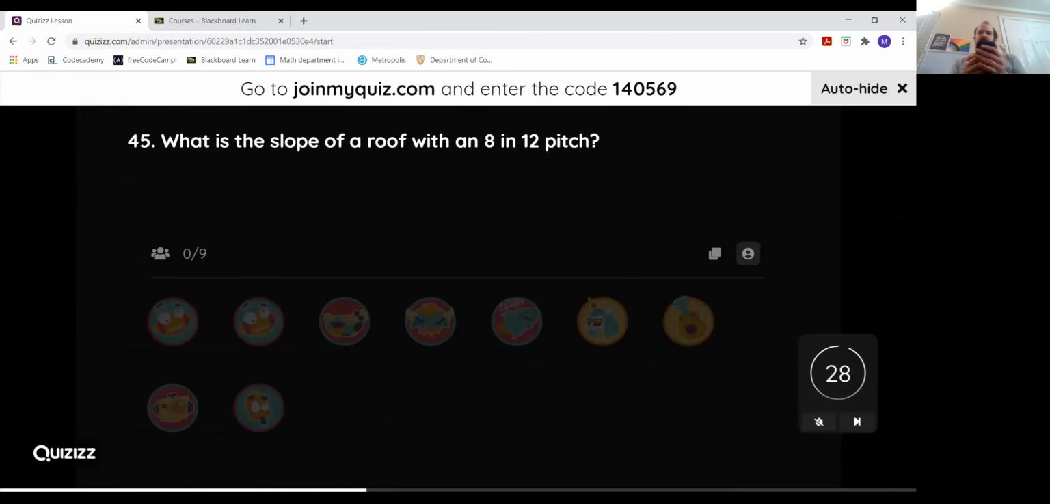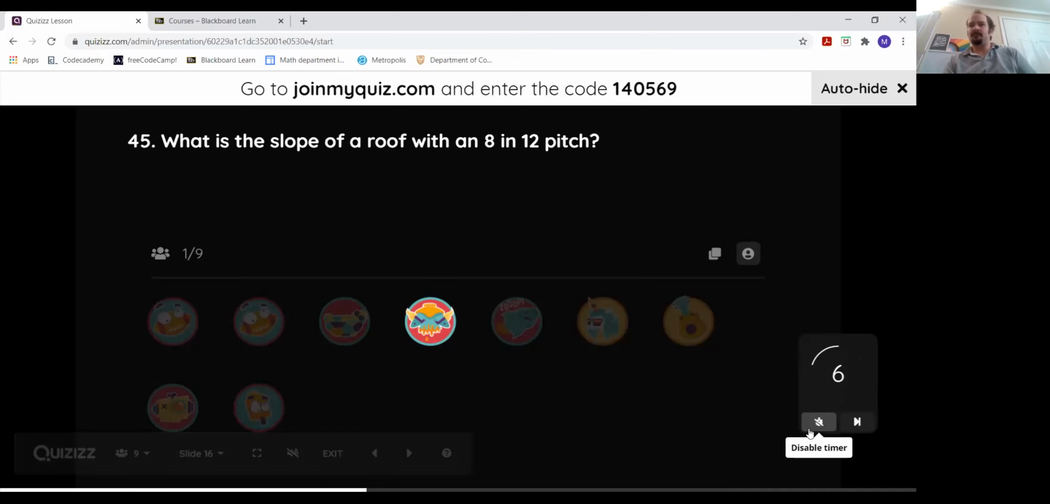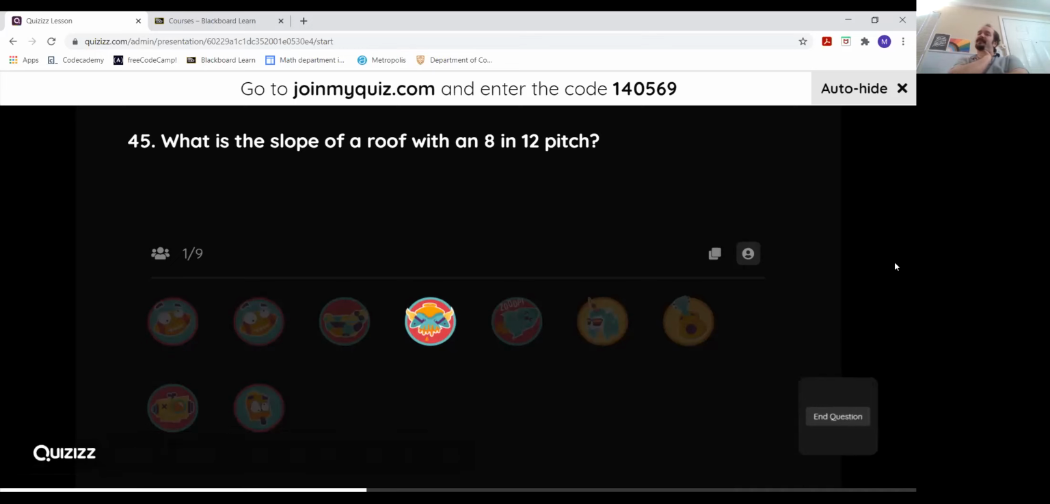What is next? The slope of a roof with an 8 and 12 pitch. You can go to 2 decimal places, or you can give me a fraction. A reduced fraction is what you should do. It shouldn't take too much longer. So if it's 8 and 12, what does that mean, if we're talking about pitch?